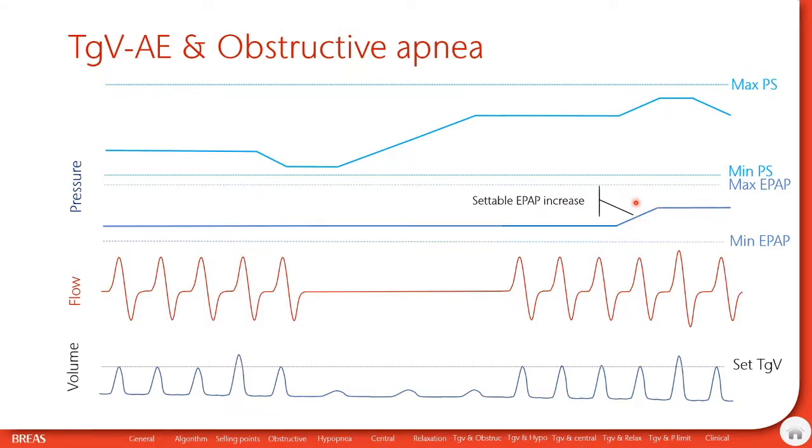At the same time, to keep the pressure support constant, the same amount of increase from the EPAP pressure will also be translated to the pressure support, once again to keep the difference between EPAP and peak inspiratory pressure constant. Here in this case, creating again an overshoot in volume, which then once more will make the pressure support drop because of the target volume algorithm.